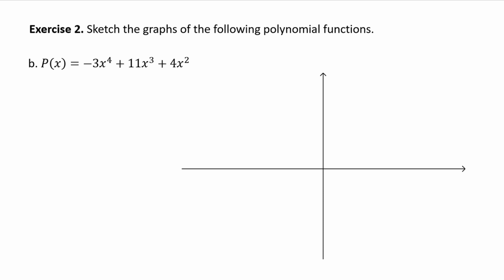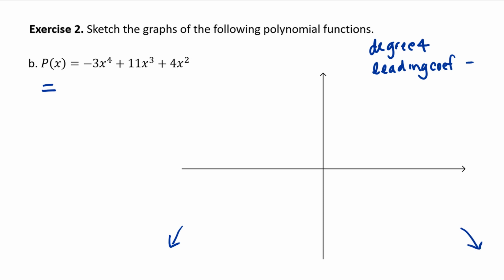Part B, p of x equals -3x to the 4th plus 11x cubed plus 4x squared. This is a wonderful problem to let us review how to factor. Looking at this, we see that it's degree 4. That's even. And the leading coefficient is negative, right? Because it's -3. So both extreme ends are facing down.